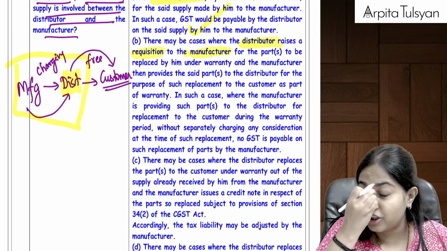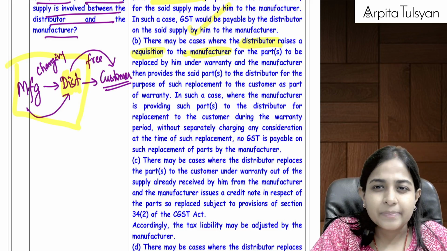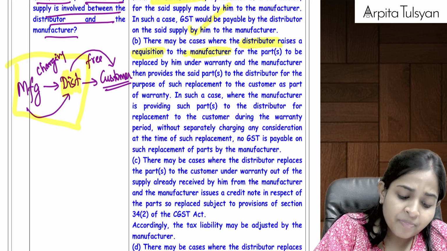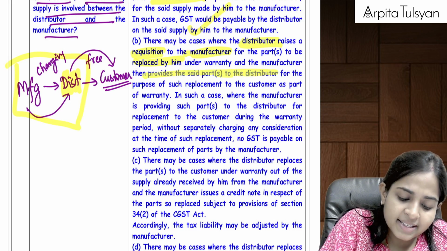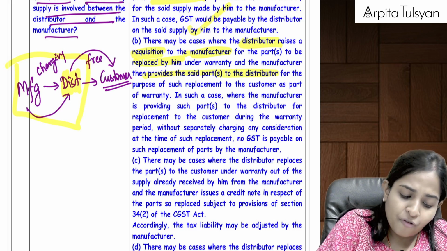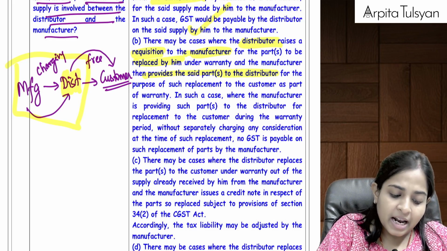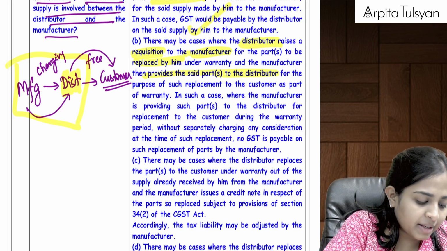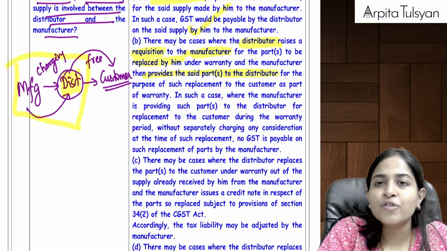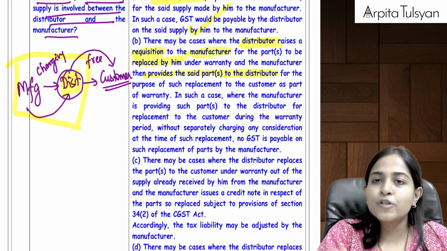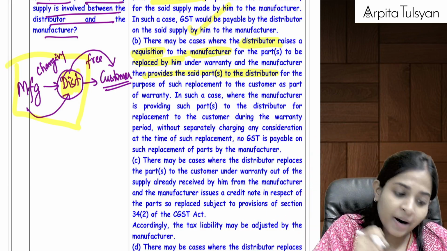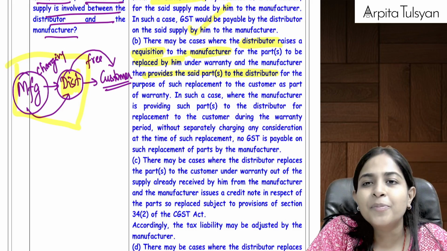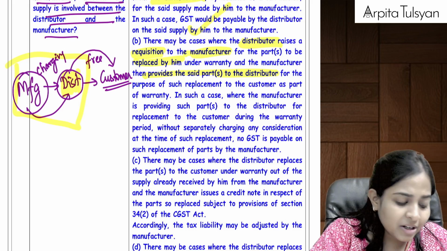Similarly, next they are telling, there may be cases where the distributor raises a requisition to the manufacturer. Distributor raises a request with the manufacturer for the parts to be replaced by him, and then the manufacturer provides the said parts to the distributor for replacement. Now, in the first case, what was happening? Distributor was using his own spare parts and doing the repair, or he was purchasing from some third party and getting it reimbursed from whom? He was getting it reimbursed from the manufacturer.